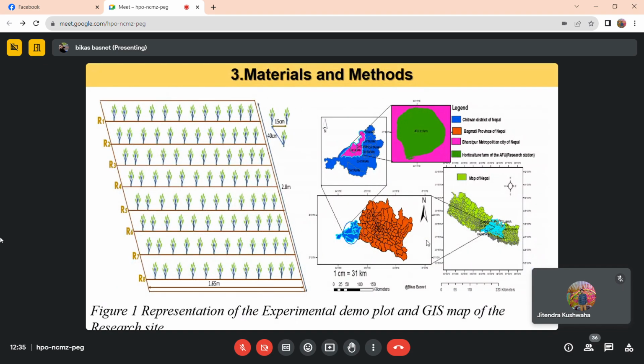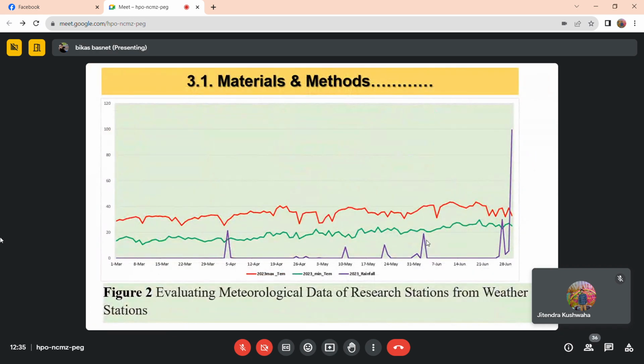Here I show the demo plot layout for my experimental individual plot with a plant to plant distance of 15 centimeter and a row to row distance of 40 centimeter. And here is the GIS map that shows the study area. And here is the weather pattern over the growing season of the moong bean from March to June last.